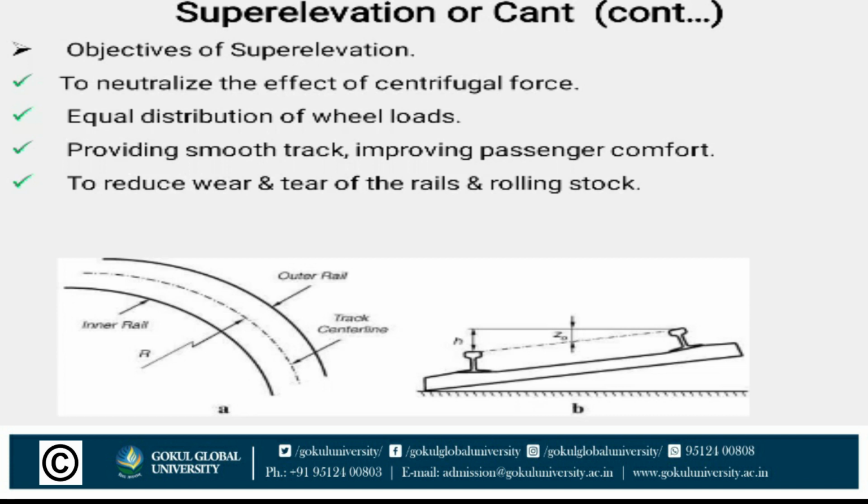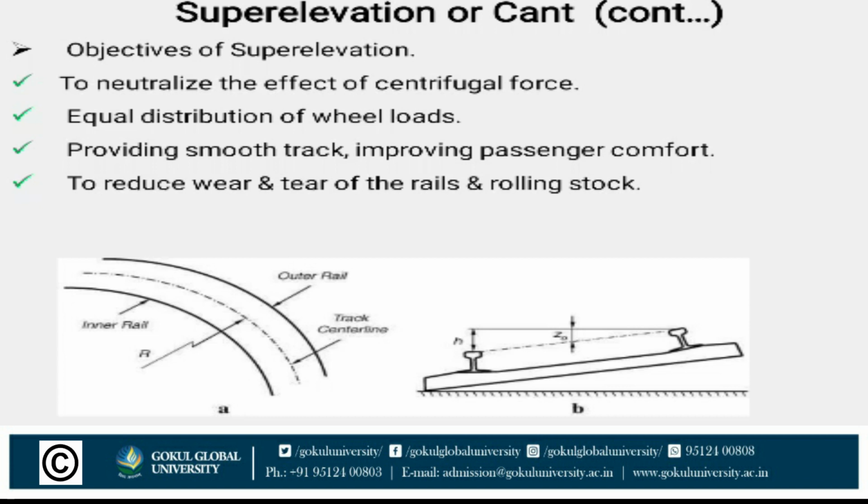Super elevation or cant. Objective of super elevation. Why is the super elevation or cant provided on the track? To neutralize the effect of centrifugal force, equal distribution of wheel loads, providing a smooth track, improving passenger comfort, and to reduce wear and tear of the rails and rolling stock.